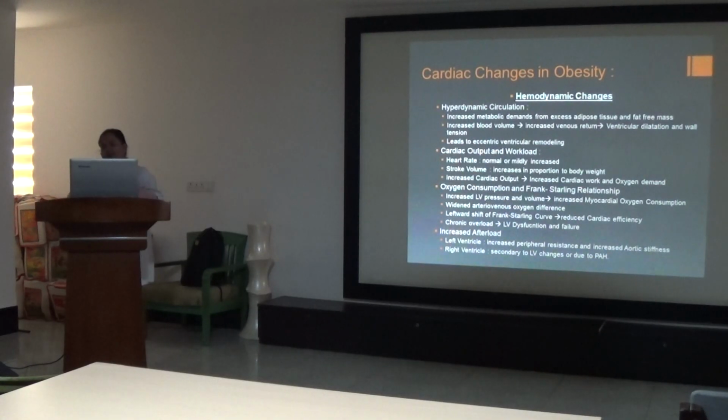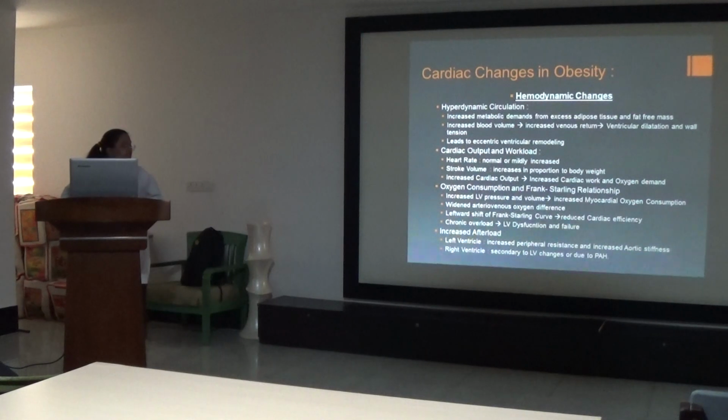Increased blood volume increases venous return, which leads to ventricular dilatation and wall tension. That is the most common cause of eccentric ventricular remodeling. Heart rate is normal or mildly increased, but the major reason for cardiac output increasing is the stroke volume, which increases in proportion to body weight. So there is increased cardiac output, increased cardiac work and oxygen demand.